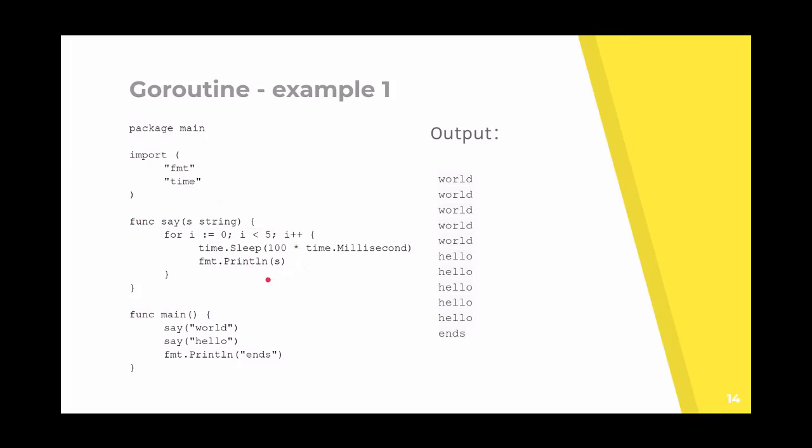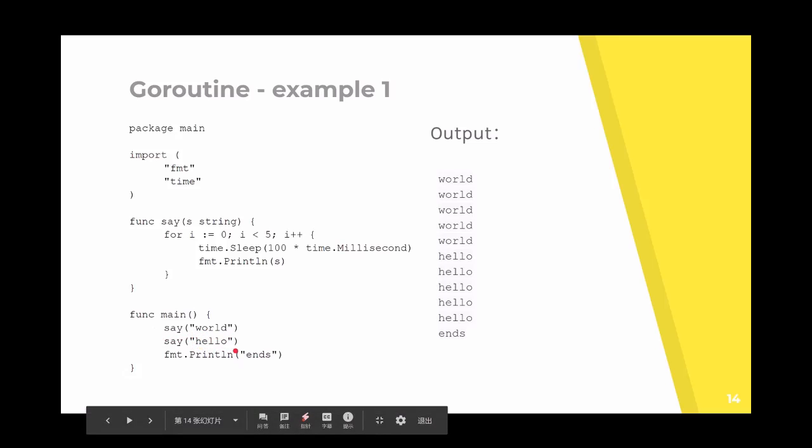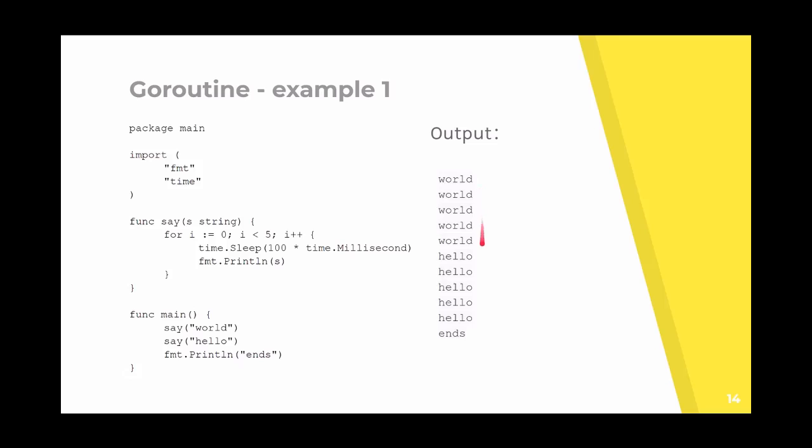In the first example, we have a say function here, which will print out the input string 5 times, every 100 milliseconds. In the main function, we call say twice with world and hello respectively, and then we print end. As we can see here, we have 5 worlds at the beginning, followed by 5 hellos, and then end.